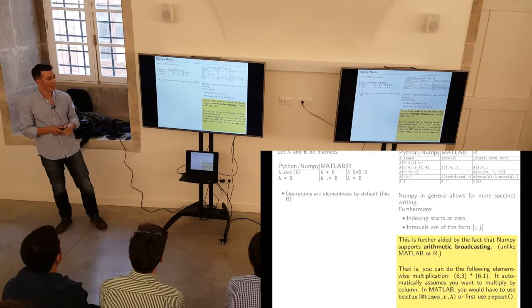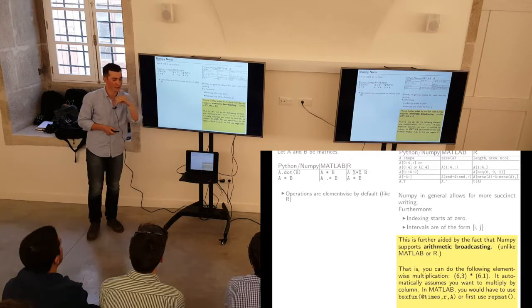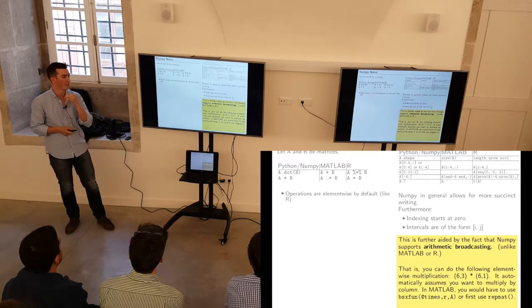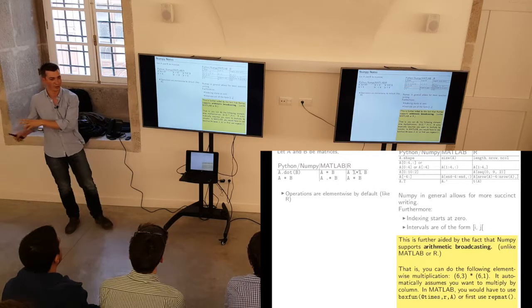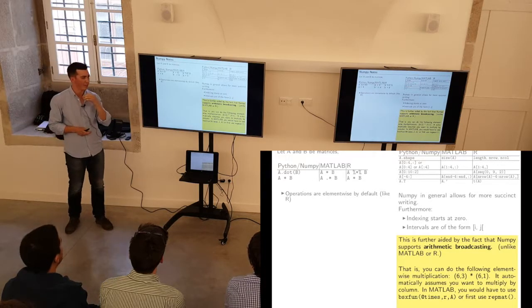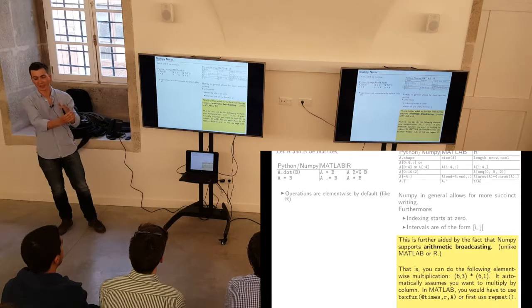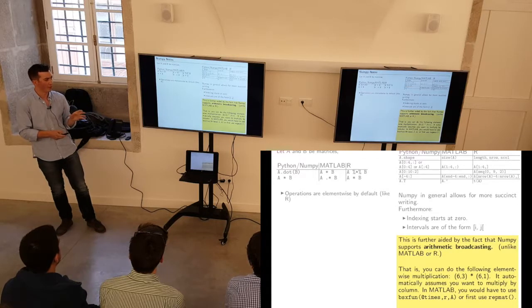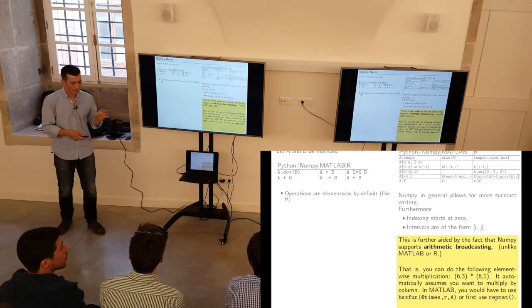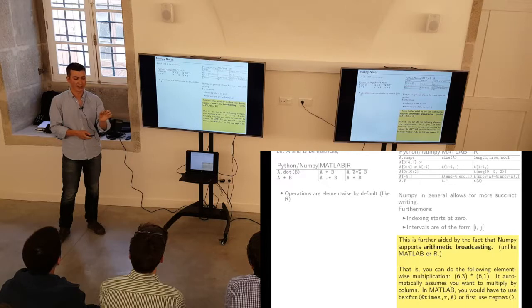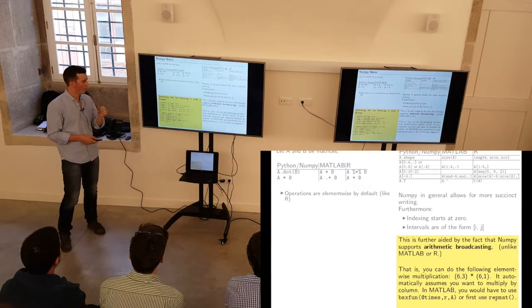It exists in Octave. There is an implementation of MATLAB called Octave, an open source implementation that does arithmetic broadcasting. The idea is that the last axis, when you have, for instance, a matrix, if you multiply a matrix with another, they can differ in the last axis. I'm going to show you guys this.